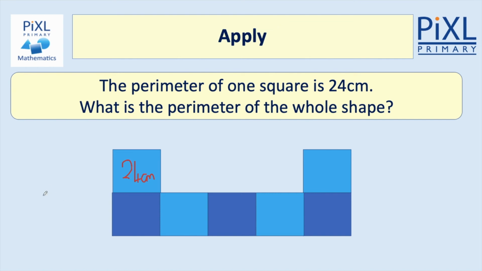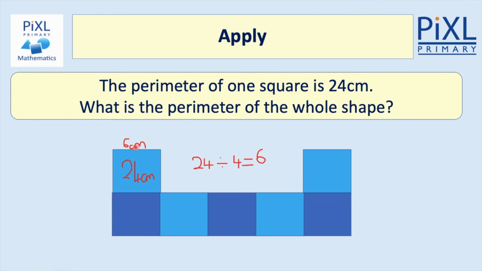How did you get on? Let's have a little look at how we would have done it. So one square, the perimeter is 24 centimetres. So there are 4 sides to a square. So we need to do 24 divided by 4, which equals 6. So one side is 6 centimetres. Then we need to count how many sides of a square are in our shape.